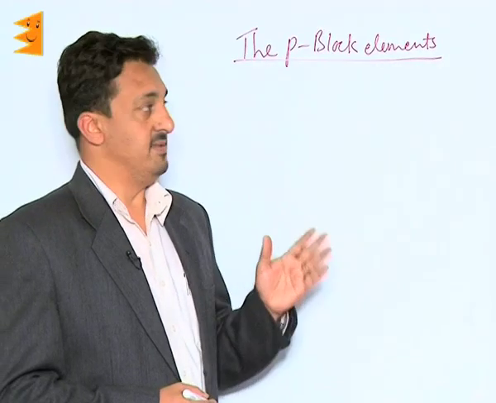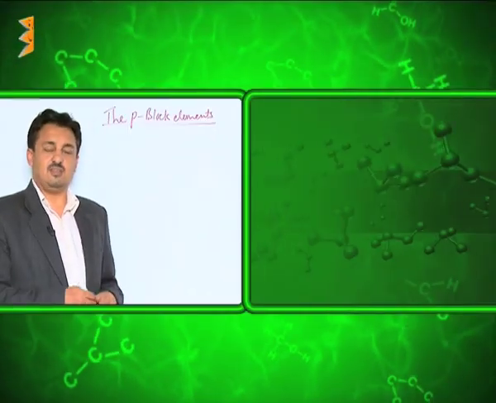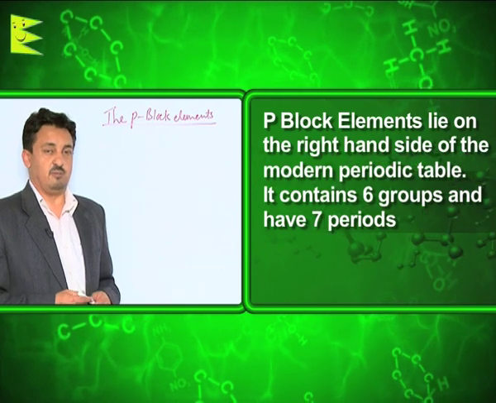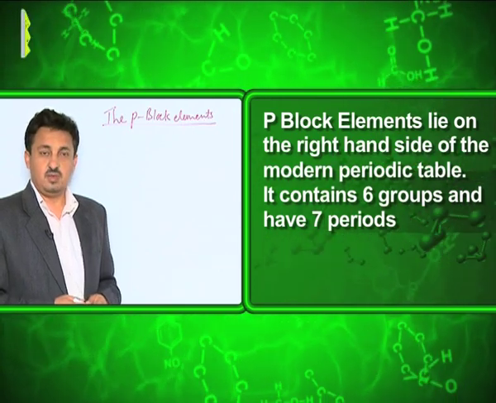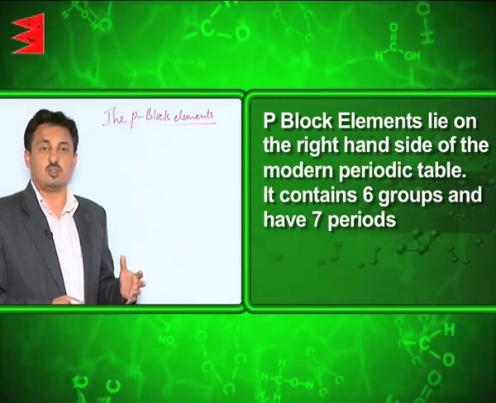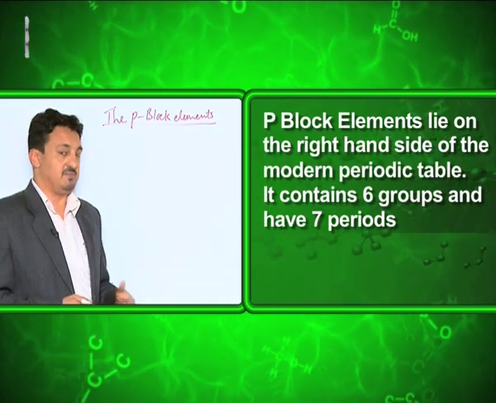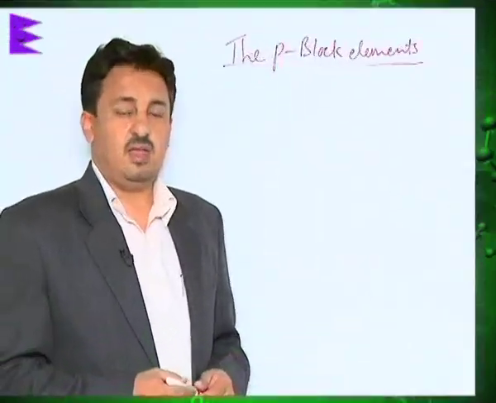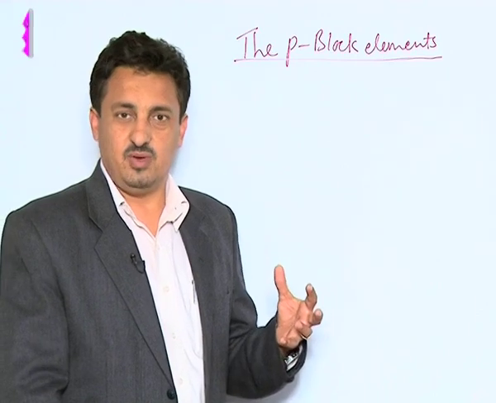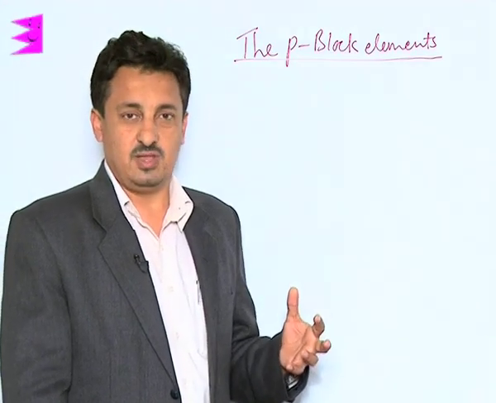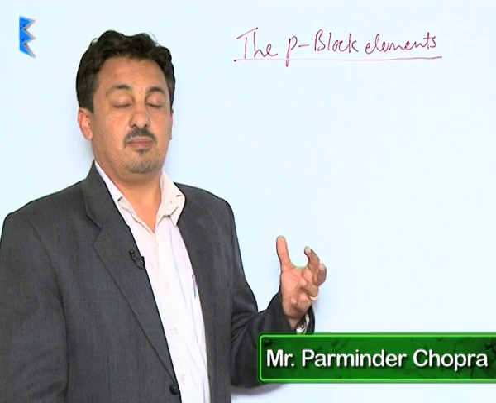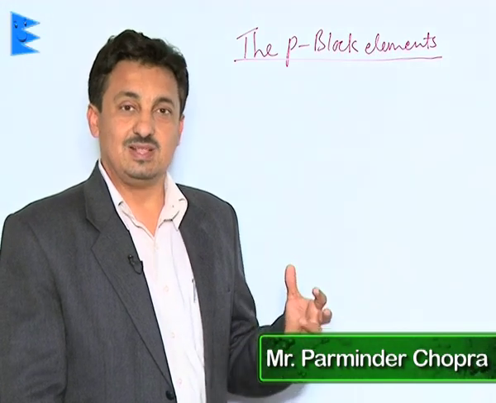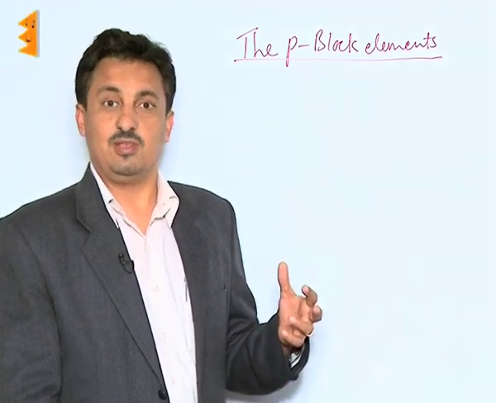The p-block elements. The p-block lies on the extreme right hand side of the modern periodic table. You know that it contains 6 groups and has almost 7 periods. It's the most complex type of block in the modern periodic table, because it not only contains metals and non-metals, but it also contains metalloids.